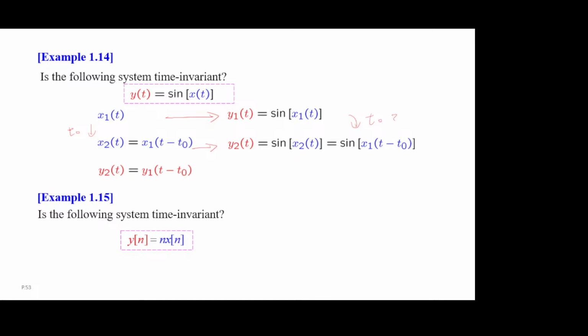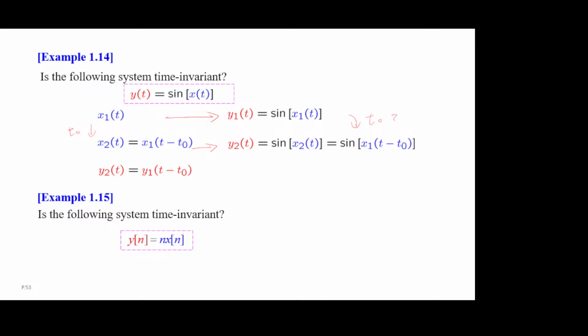If you put y1 through the time shift, then it's the sine of x1 of t minus t0. You see that it's actually the same as this thing, sine of x1 of t minus t0. So if you go this way and you go this way, you get the same thing, then your system is time invariant.